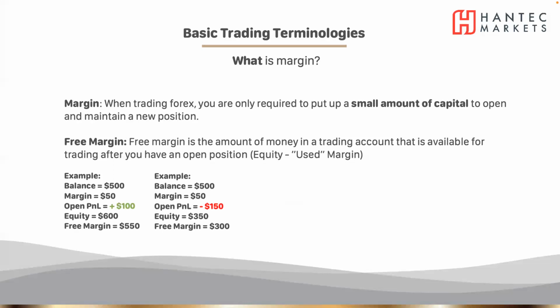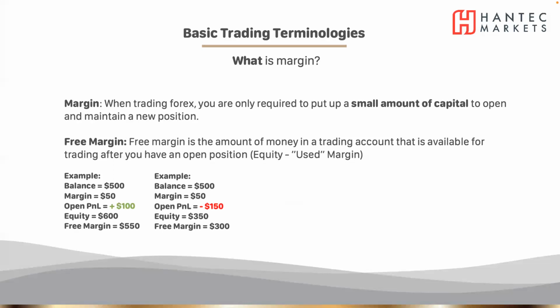Example 1 shows me that my balance is $500. I have a position open, and that position took $50 margin. I have an open position where I am gaining $100. My total equity is 600. That is the 100 plus the 500. The free margin that I have, which will allow me to open more positions, is 550. That is my equity minus the $50 margin that I've taken to open that position. So equity minus used margin. Simple. 600 minus 50 has left me with 550.